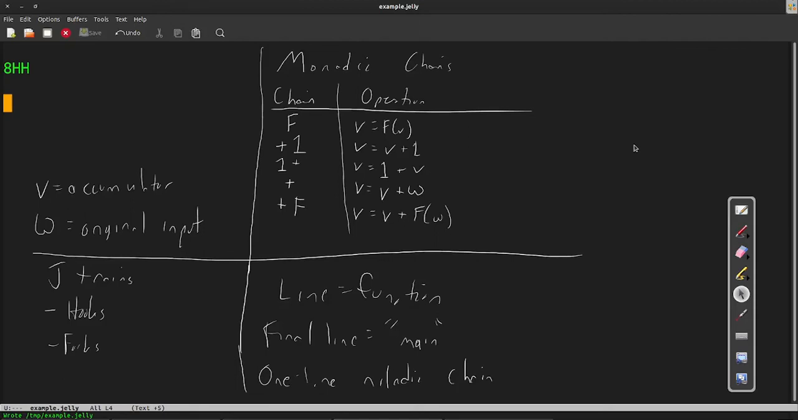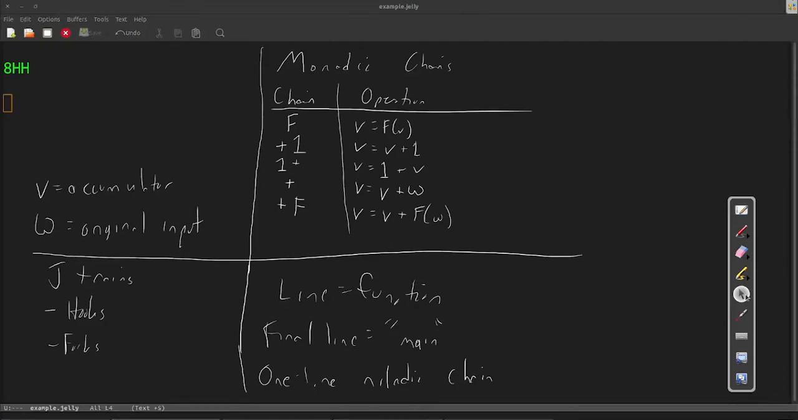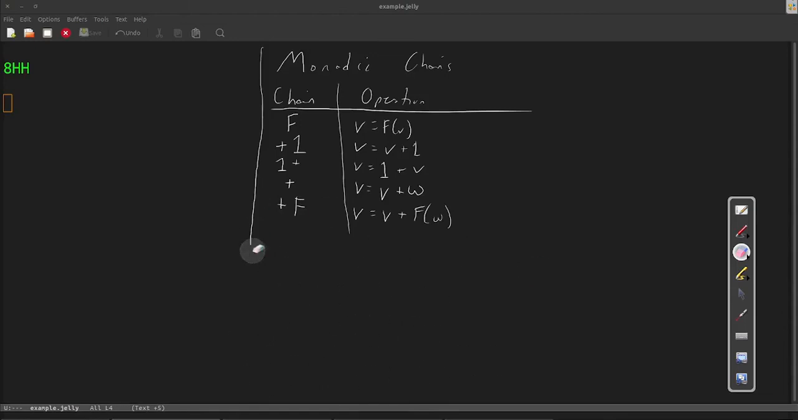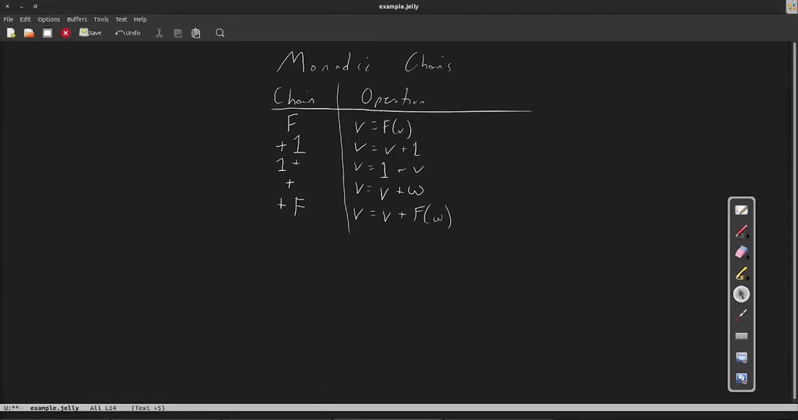Remember that behind all the fancy words, all we're doing is taking a constant value, or nilad, and applying a bunch of operations, which we're calling monads, to it in sequence. Let's get started. We're writing our main program, which will be a niladic chain, so it needs to start with a nilad. Our nilad of choice will be the number 2.